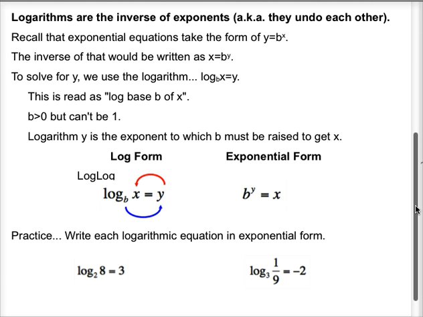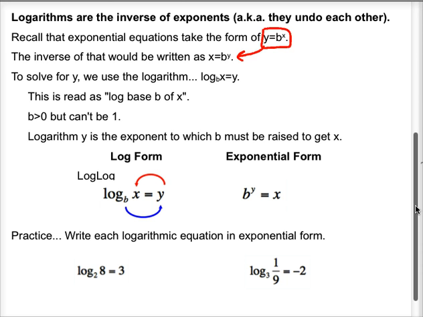Recall that exponential equations take the form of y equals b to the x. All right, and again, that's where we started. That was the beginning piece of chapter 7. And I know it's been a while, but I need you to remember that piece. So that's exponential form. Now, the inverse of that. Again, when I say inverse, I'm talking about switching the x and the y. So to get to here, notice all we've done is we switched the x and the y. Remember in chapter 6, we talked about finding the inverse of an equation. You do that by flipping those two variables.